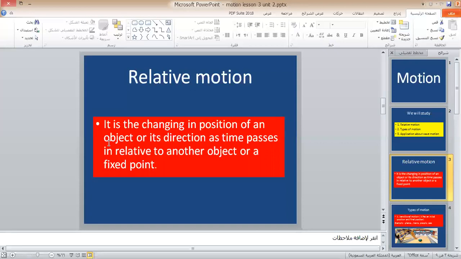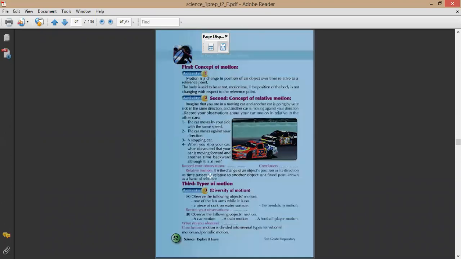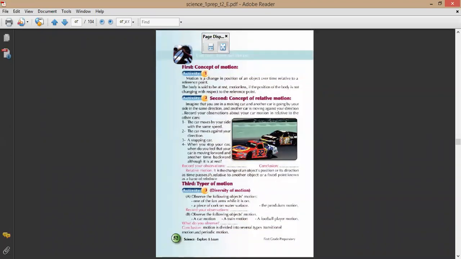So we can define relative motion as the change in the position of an object or its direction as time passes relative to another object or a fixed point. Okay. If we look at your book, yes, you can see your book here. This is the concept of the relative motion, as we said now in the PowerPoint.